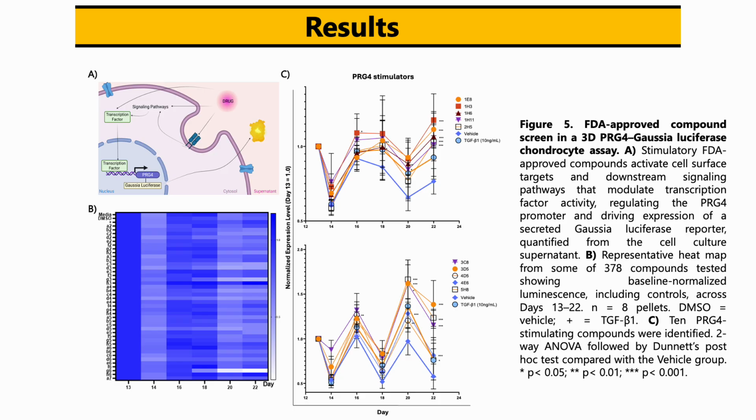Here, in A, we have a schematic design of our reporter assay. When a drug increases PRG4, it also increases the secretion of Gaussia luciferase, which we measure in the cell supernatant. In B, we have an example of a heat map profile from the luciferase screening with several tested drugs, which helps us visualize possible PRG4 stimulators. Overall, here in C, we identified 10 compounds that increased PRG4 expression on specific days compared with DMSO, which is our vehicle control.